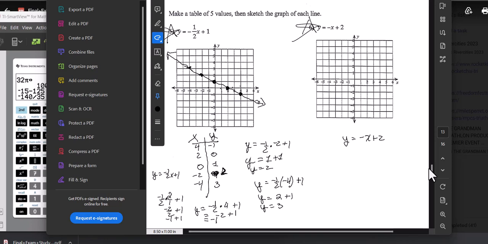We already know what this looks like. It has a y-intercept of 2, right there. It has a slope of negative 1. So that's the slope, or that's negative 1 over 1. So that means you go down 1 every time you go to the right by 1. So down 1, right 1, down 1, right 1. So this is what our line had better look like. And now let's check it.